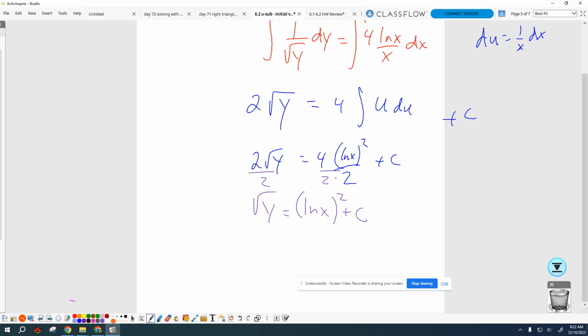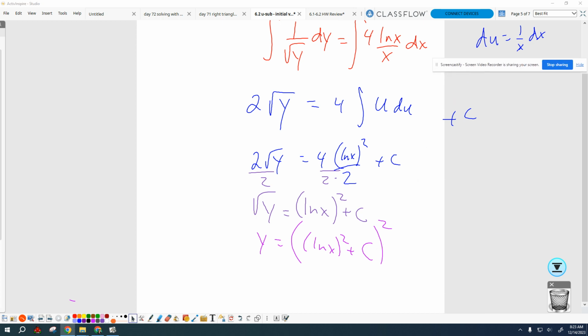I don't have y by itself yet, and I didn't solve for c. Sasha, what's your preference? What do you want to do? Square both sides. And when she says square both sides, that's everything, including that plus c. And if you add the c too late, it doesn't work right.